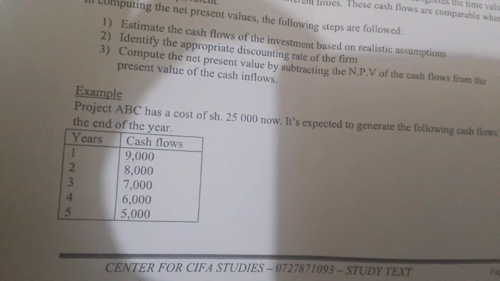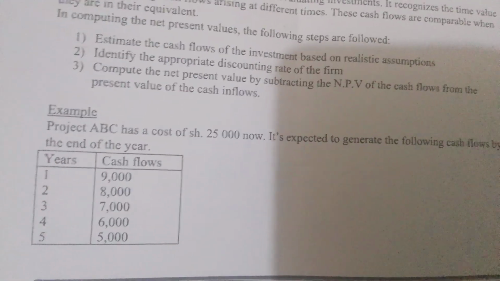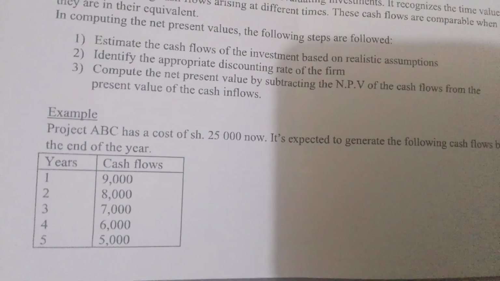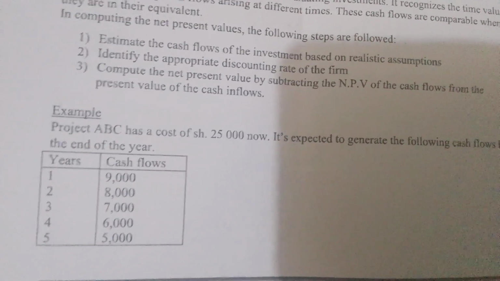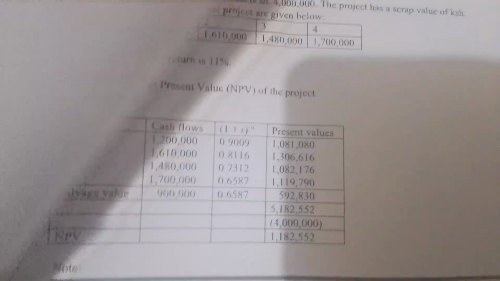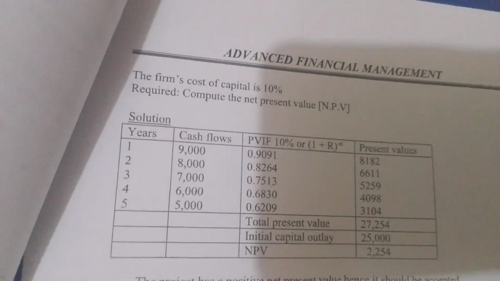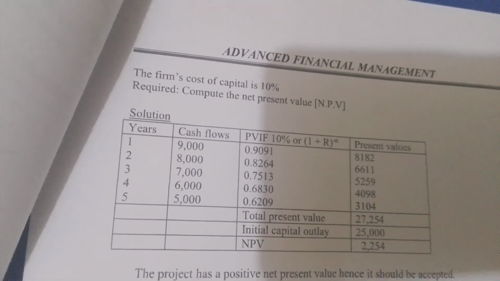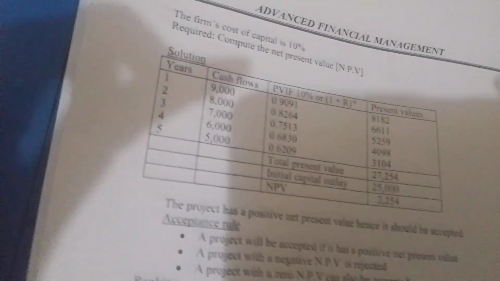With that question now, you'll be given the number of years, then the cash flows will be provided. Yours now is to ask yourself, what is the cost of capital? That again will be provided. In this case, as we have seen from the other page, you are told the firm's cost of capital is 10%. Now we move to our solution.